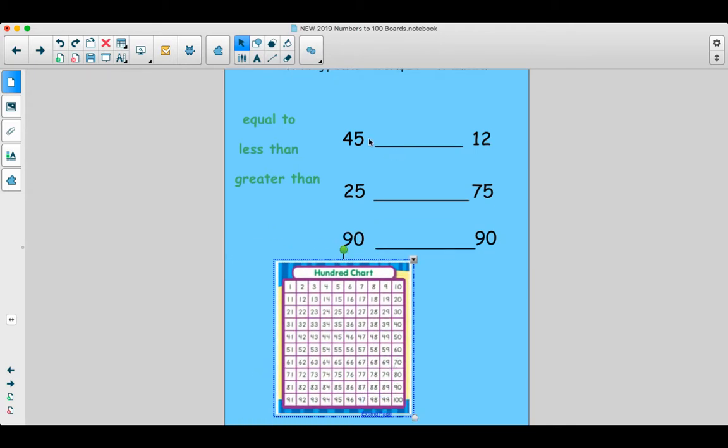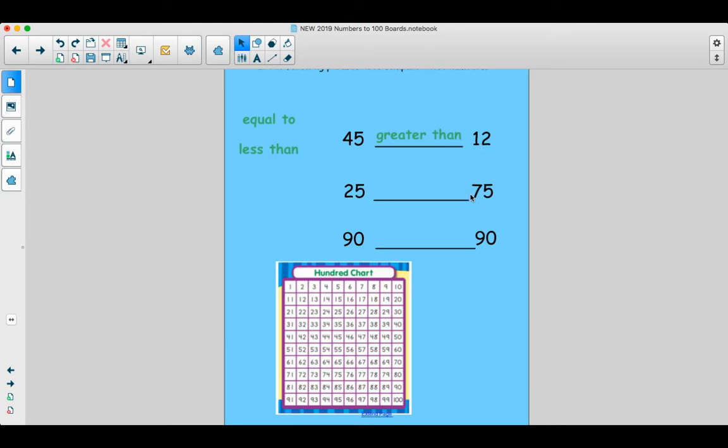Okay, so 45 and 12. So here's 45 down here, and 12 is all the way back here. So 45 is greater than 12. That's right, because if you look at the tens place, 40 is bigger than 1, or 4 is bigger than 1.